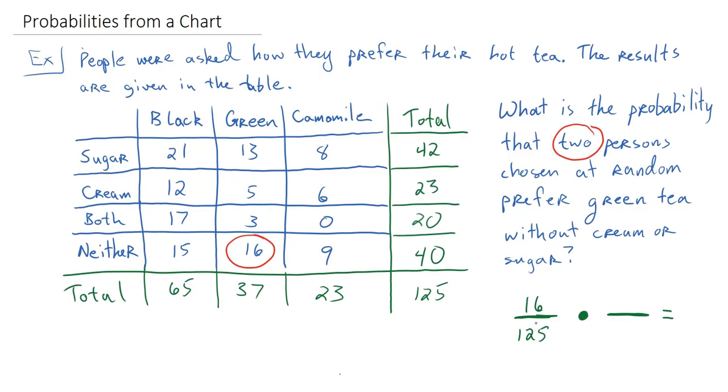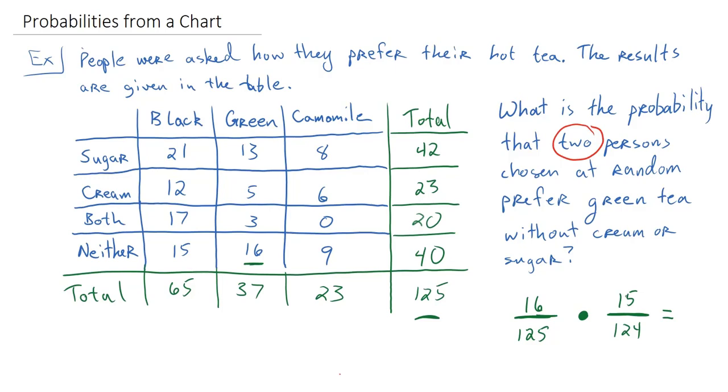Okay? And then I select that person, I set them over in a party hat to the left, and then I need to go select another one and hope beyond hope that I get one that likes green tea but without cream or sugar. So now my pool has changed because I've already taken someone out of my 125 and put them over to the left in a party hat. So now I only have 124. Now the person I put over to the side with the party hat was one of my 16, because I'm selecting the same thing twice. So I'm going to bump this down to 15. And that's how you do that.